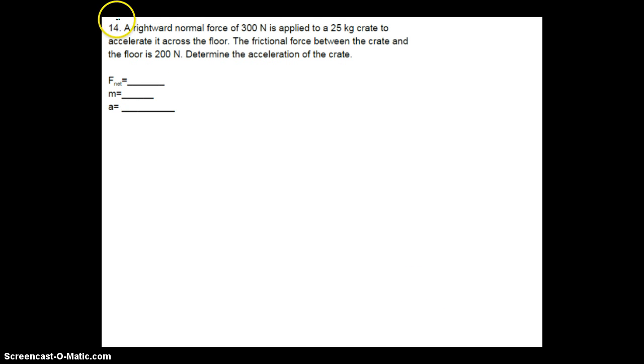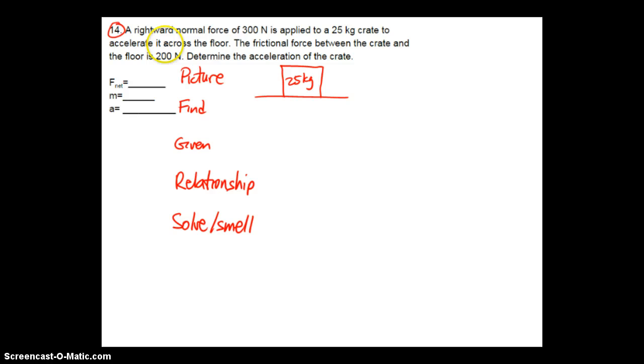Next problem looking at is number 14. This one will be a little bit interesting. We've got multiple forces and we're looking for acceleration. So let's go ahead through our 5-step problem solving. Okay, so we have a rightward normal force. Maybe someone's pushing it here or something like that. They're pushing it to the right with a force of 300 newtons.